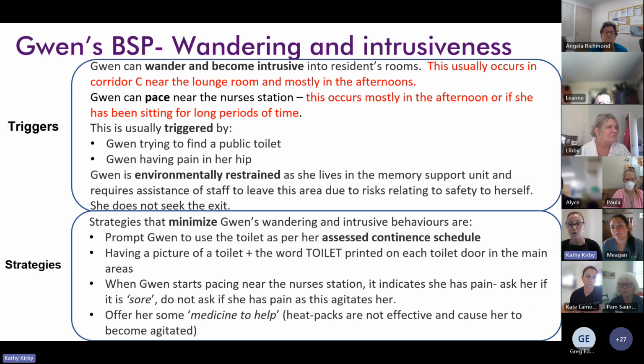The best approach for her was to identify early on that this pacing behaviour is triggered by pain in her hip, and the best strategy for Gwen is to offer her that Oxynorm while we're walking with her to prevent the further escalation of behaviour. Okay, so very specific information.